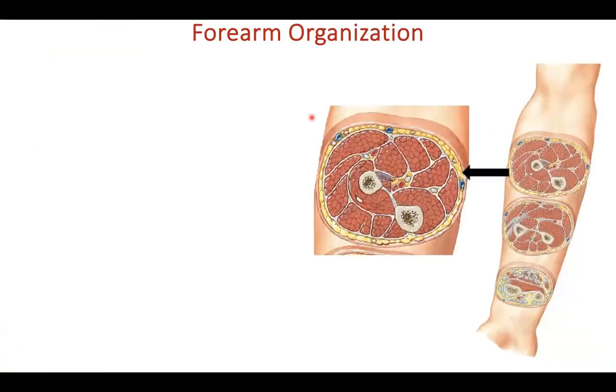But before we jump into the muscles, as we discussed last time, the forearm has two compartments, anterior and posterior compartment. Proximally, the two compartments are separated by intermuscular septum, radius, interosseous membrane, and ulna. But in the middle and distal part of the forearm, the two compartments are only separated by radius, ulna, and interosseous membrane. We don't have intermuscular septum in the middle and distal part of the forearm.